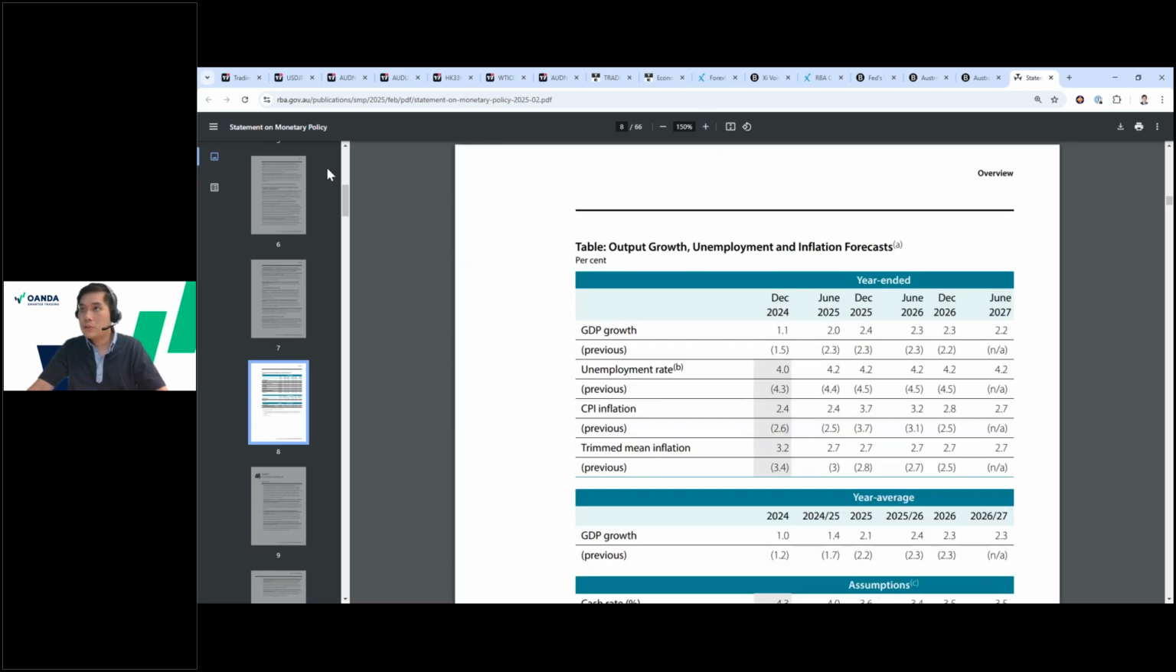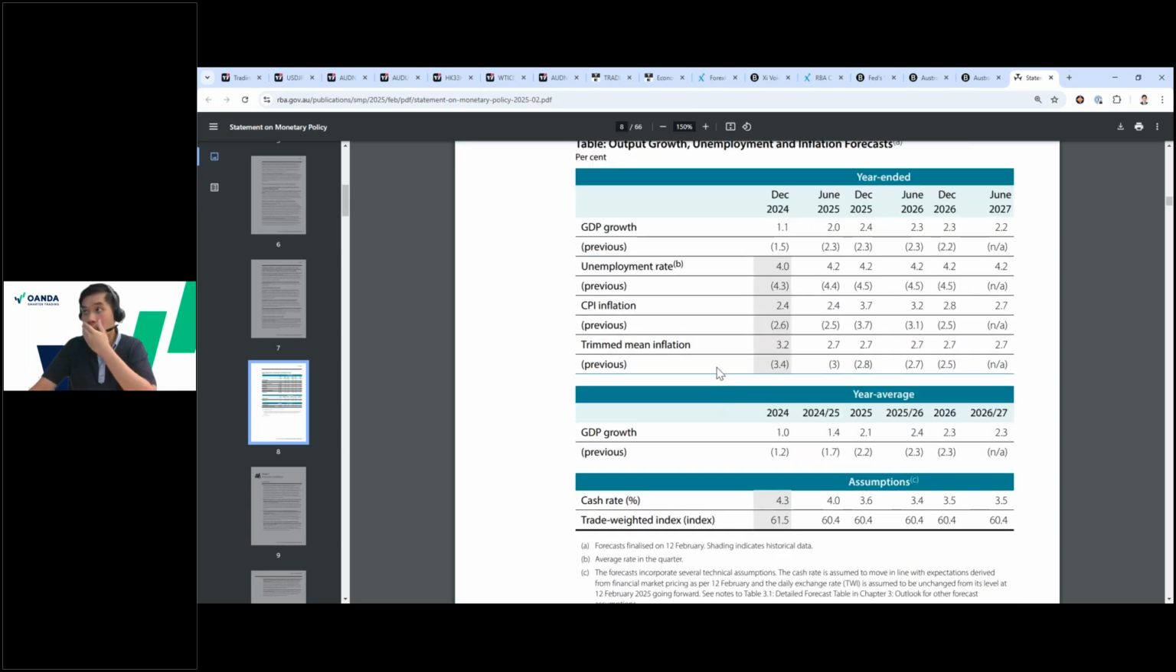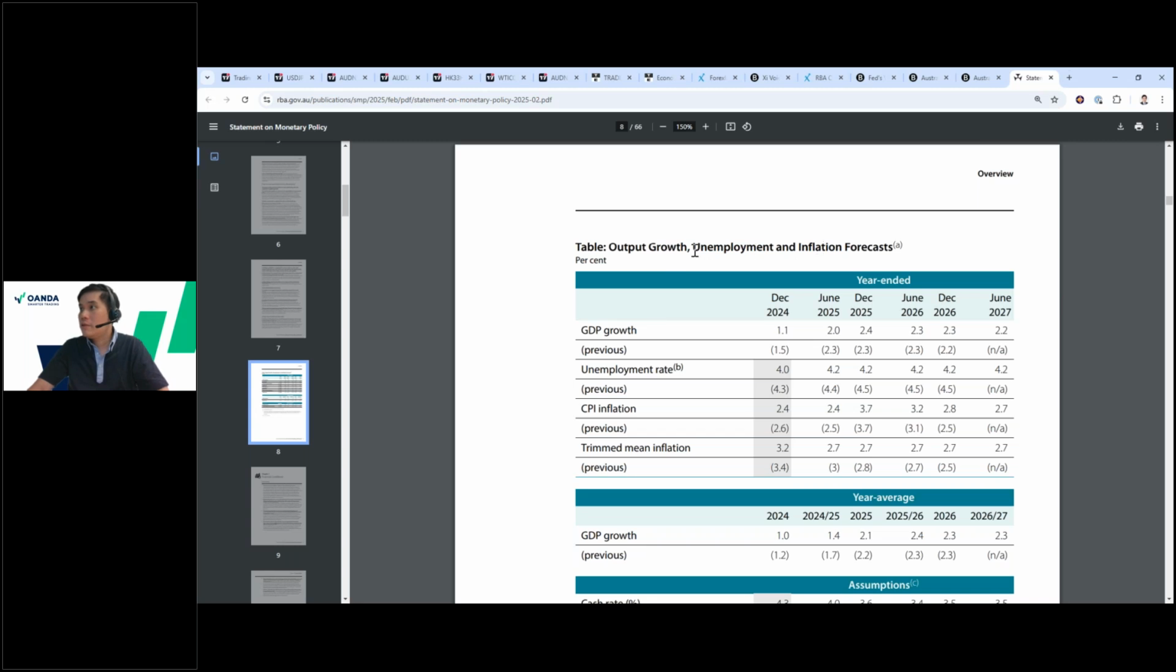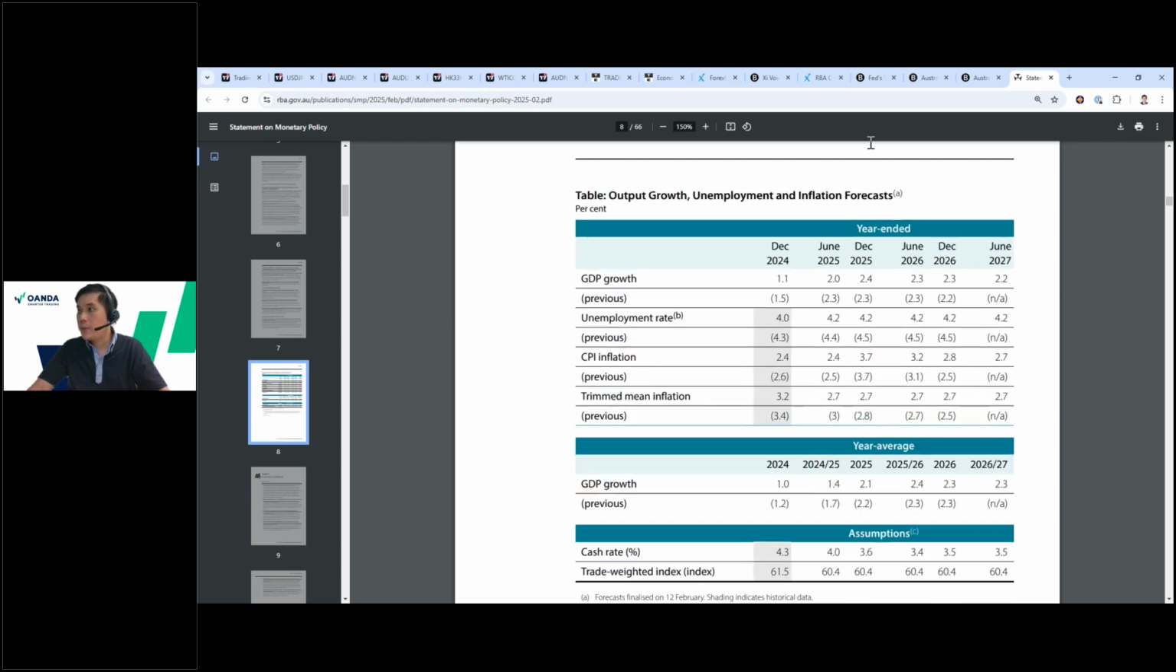So let me expand my screen so that you could have a better view of the chart. Okay, hopefully this is large enough. Okay, so take a look here. This is the latest growth, unemployment, and inflation forecast. The bracketed one is the previous forecast, and the top one is the latest forecast. So 2024 is more or less not so concerning. The market is more concerned about the half years ended June 2025 and December 2025.